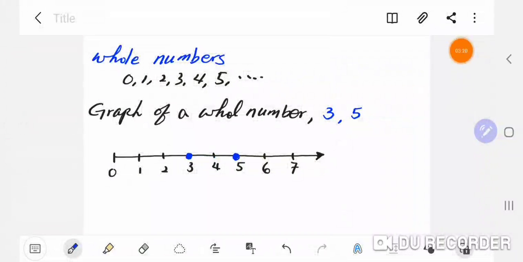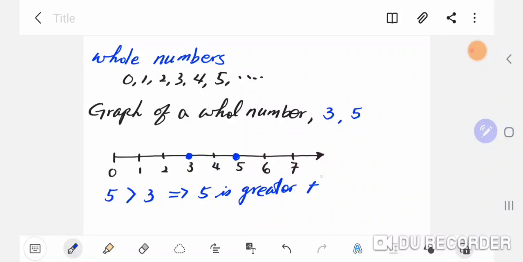So we can use an inequality symbol. Number 5 is right of number 3, right? 5 is right of number 3, which means 5 is greater than 3. When we use greater than, we use this symbol. So this means the number 5 is greater than 3, because 5 is located on the right of the number 3.